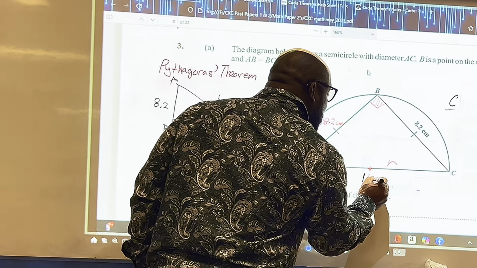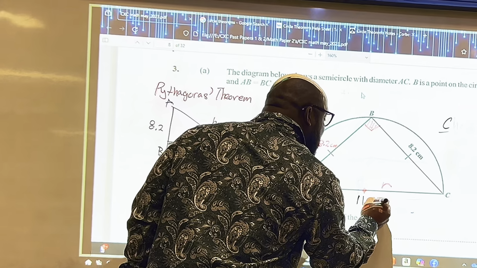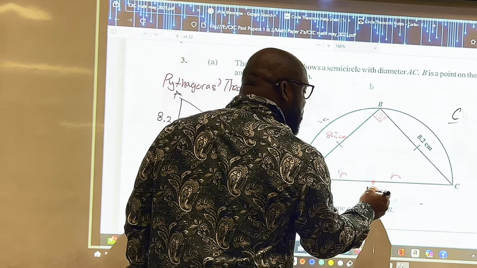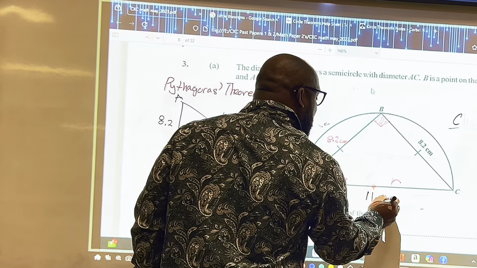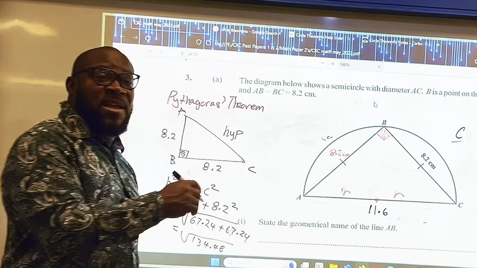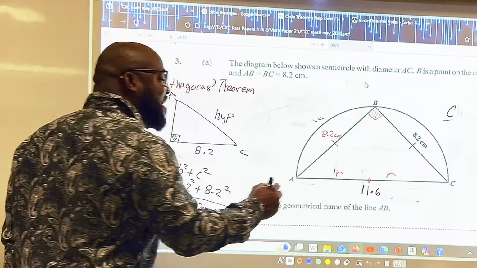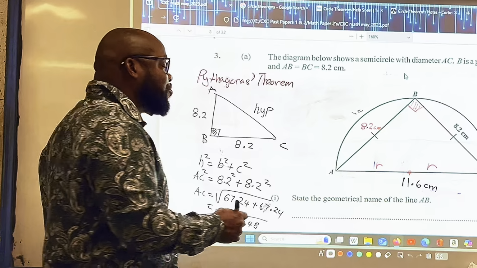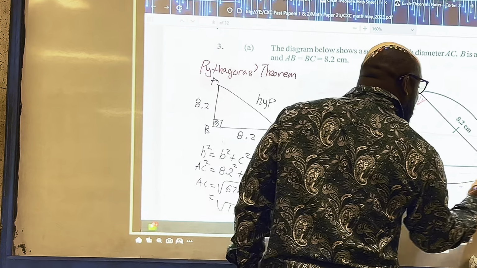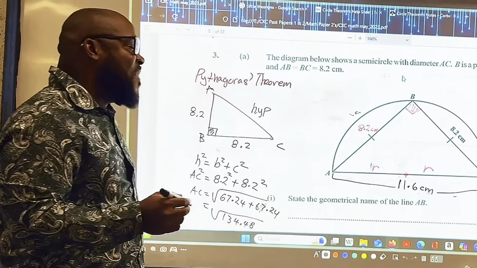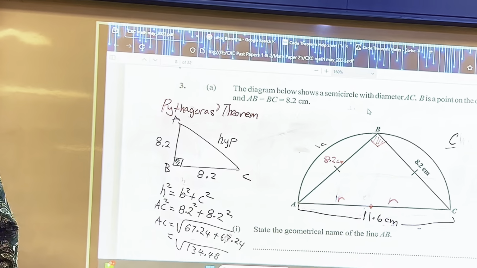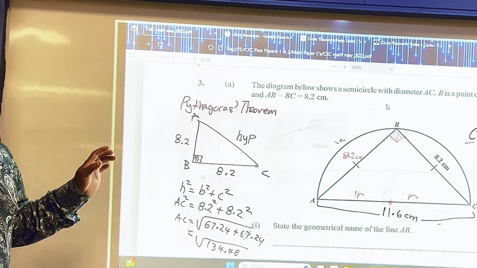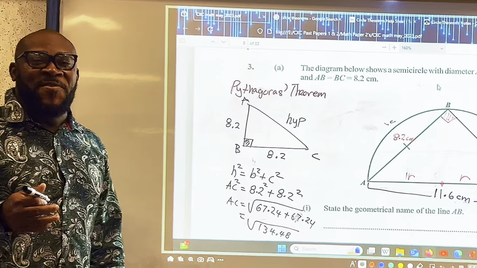11.6. 11.6 centimeters. Awesome. Well, what did I ask you for? The value of the radius. I want that value to be just fine. We found the diameter, but it's very close.